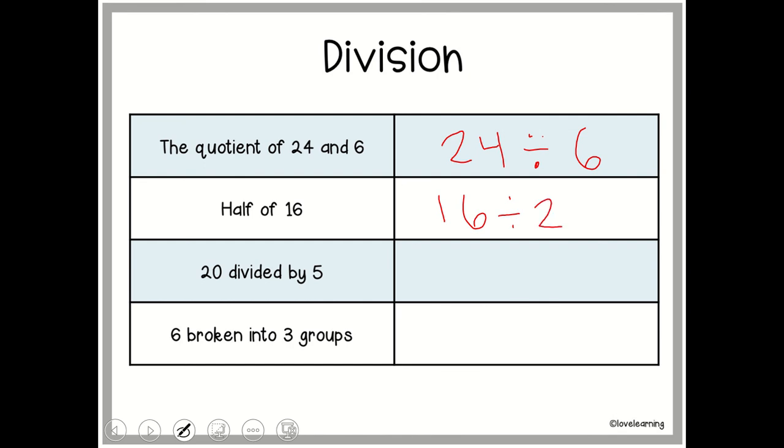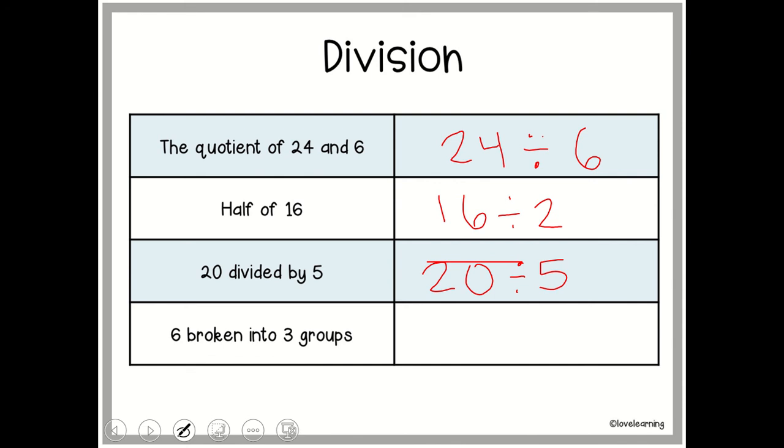Our next one is 20 divided by 5. This one is very straightforward and actually tells you that you're dividing 20 by 5. So that's what we're going to write. We're going to write 20 divided by 5. I don't know why I drew that line right there. I'm sorry. So 20 divided by 5.